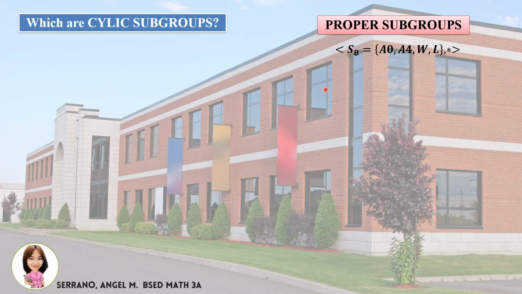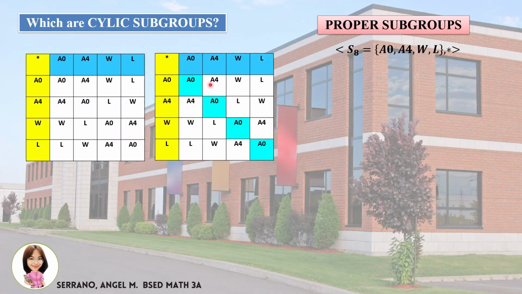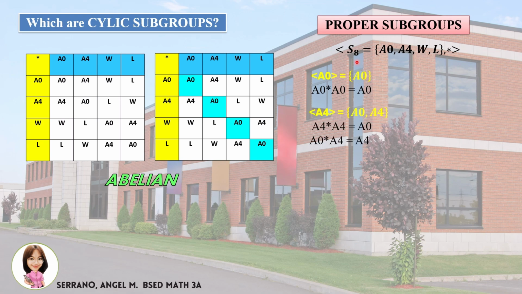So next we have the group of S sub 8, which contains the elements A0, A4, W, L, rather, under binary operation star. First, let's classify if its table is abelian. As you can see, obviously, again, it is abelian since all the elements in the table mirror each other across the diagonal. Then next, let's see if it has at least one element that generates the entire group of S sub 8. Starting with the element generated by A0, obviously it is not a generator of S sub 8.